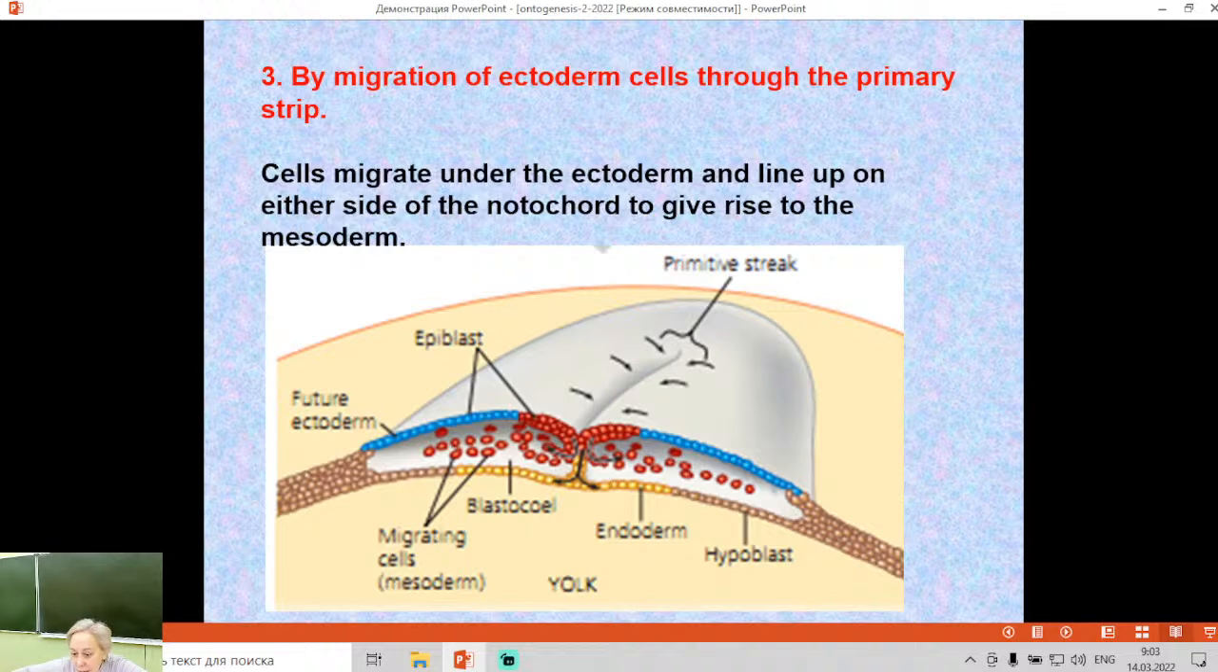Cells migrate under the ectoderm and line up on either side of the notochord, and on this region the notochord forms, giving rise to the mesoderm. This mesoderm is formed by migration of cells from the ectoderm through the primary strip or primitive streak.